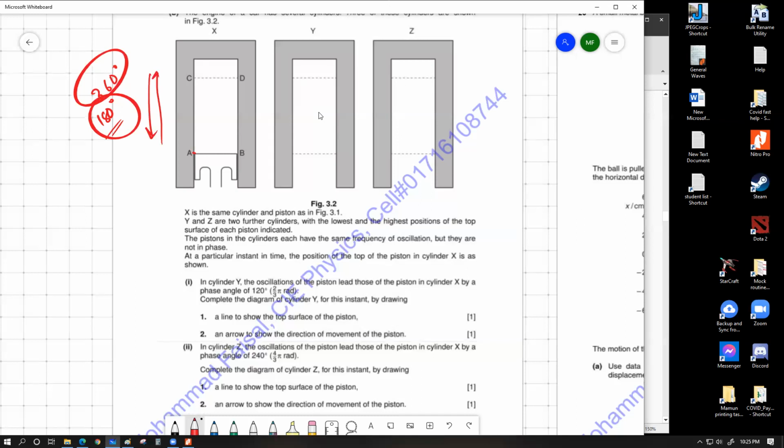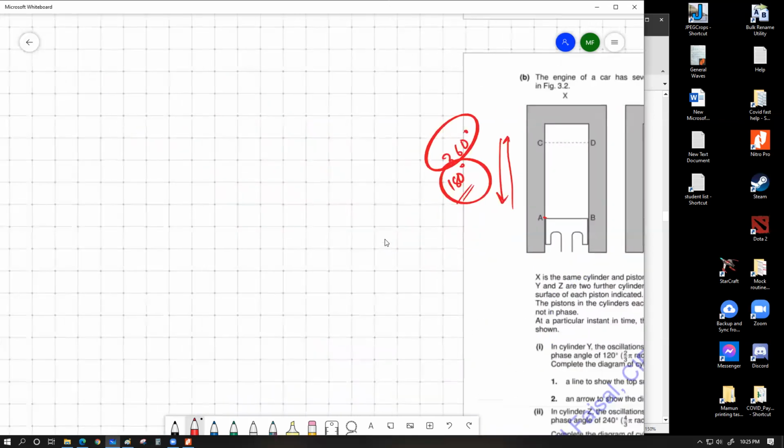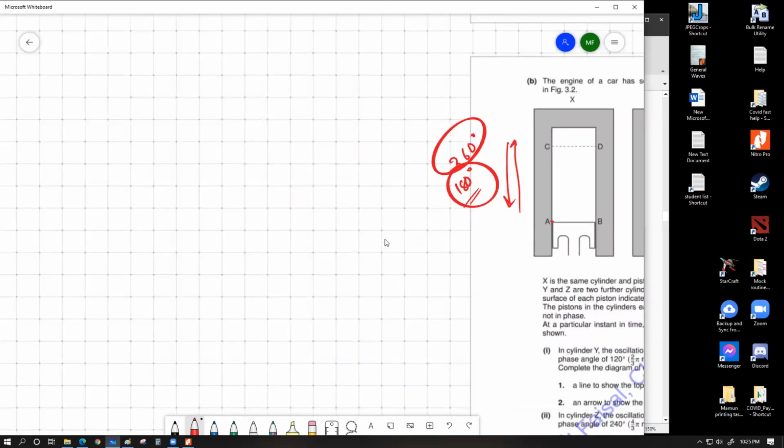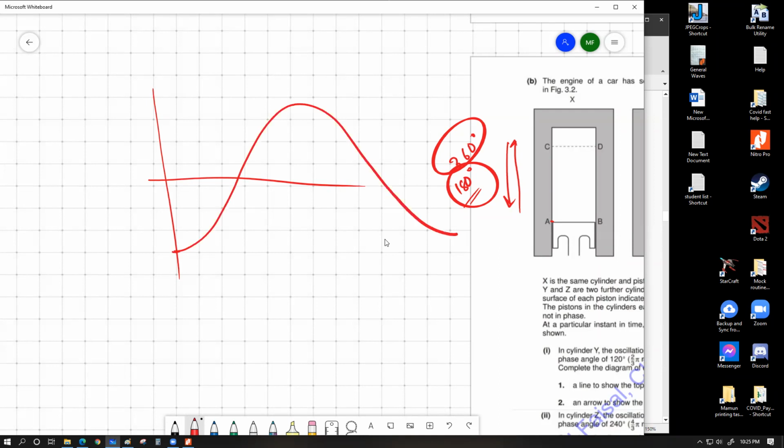So if we show this in a graph, how can we show it? The defining equation for this cylinder was given in minus cos curve. So if you do draw a minus cos curve, this is going to look like this. Let's start from here. From here to here is 180 degree, and from here to here is another 180 degree, in total 360 degree. This is one oscillation, right?